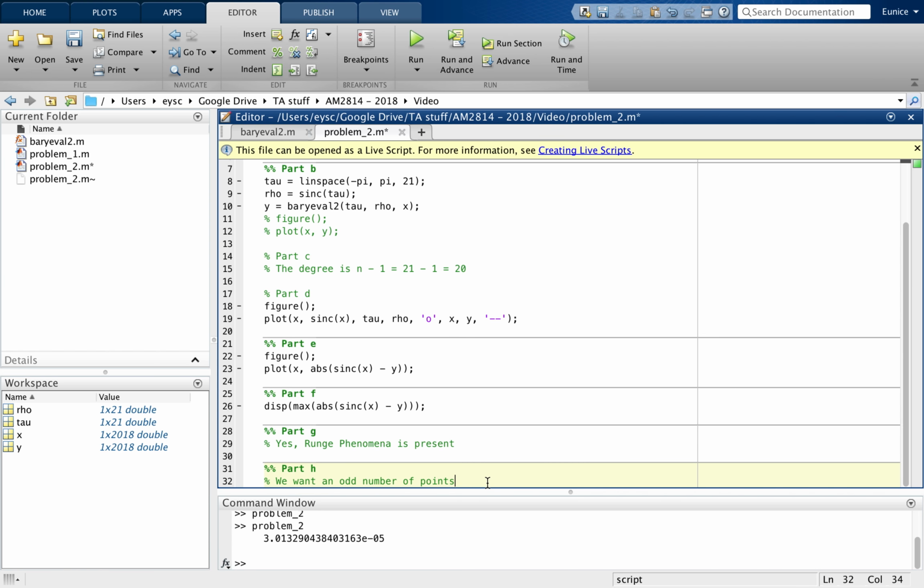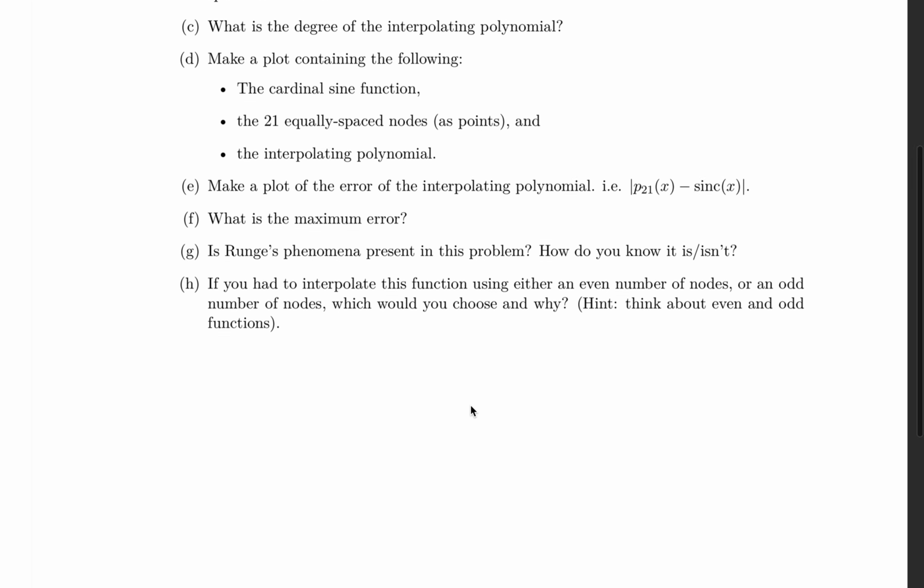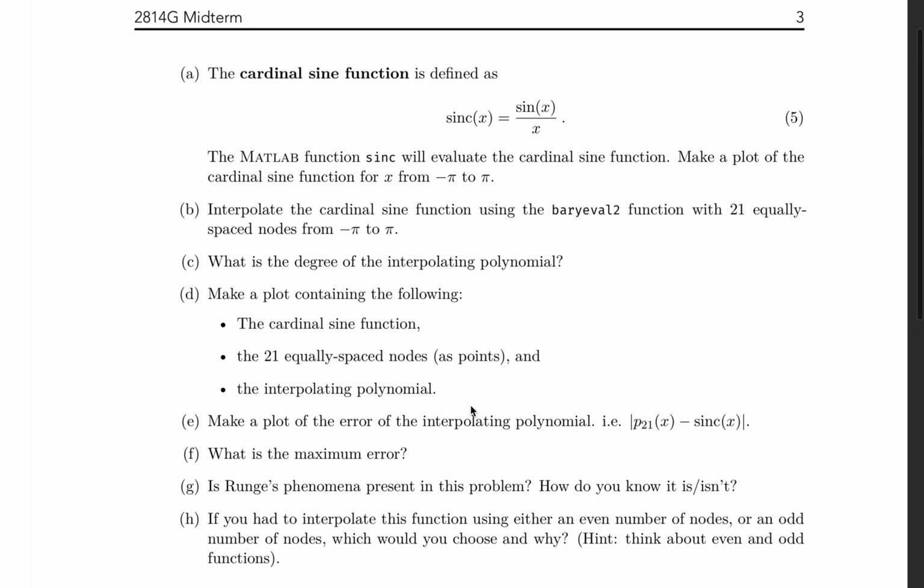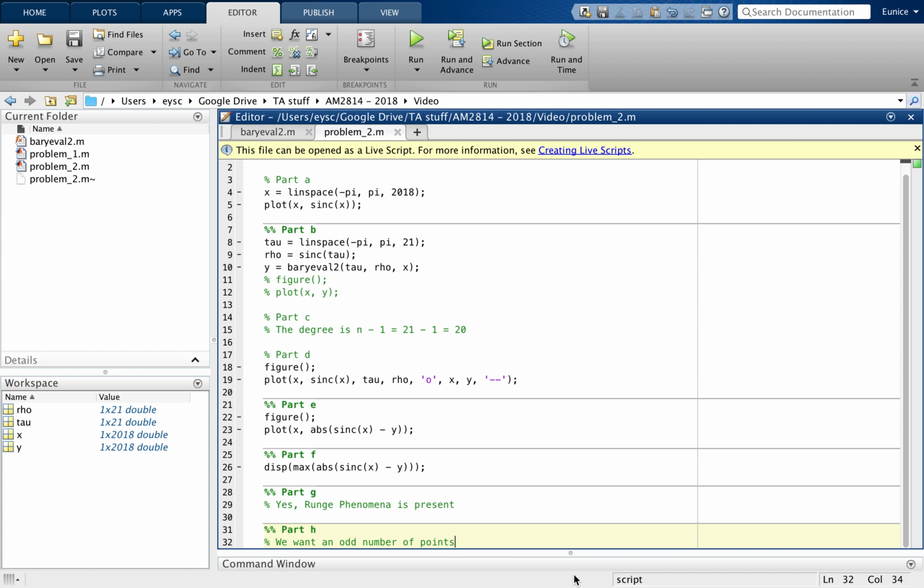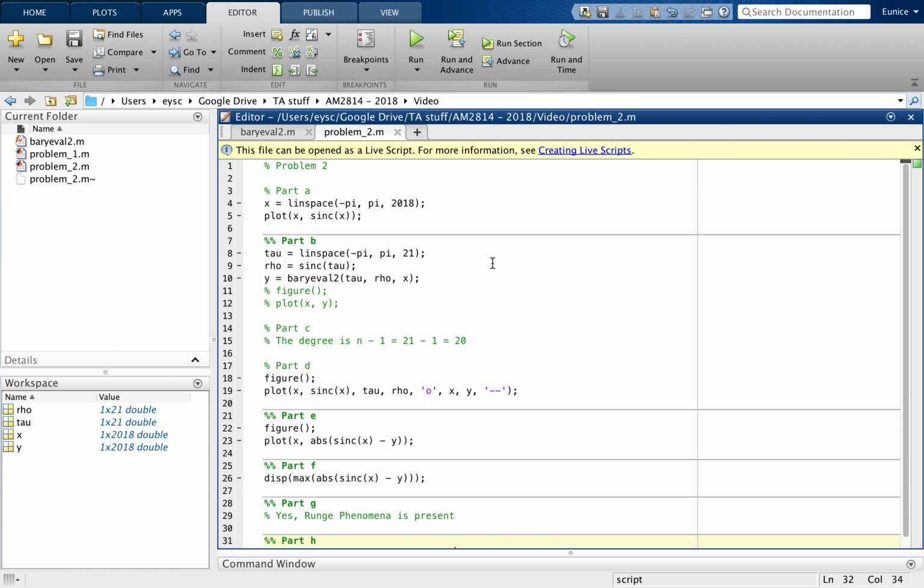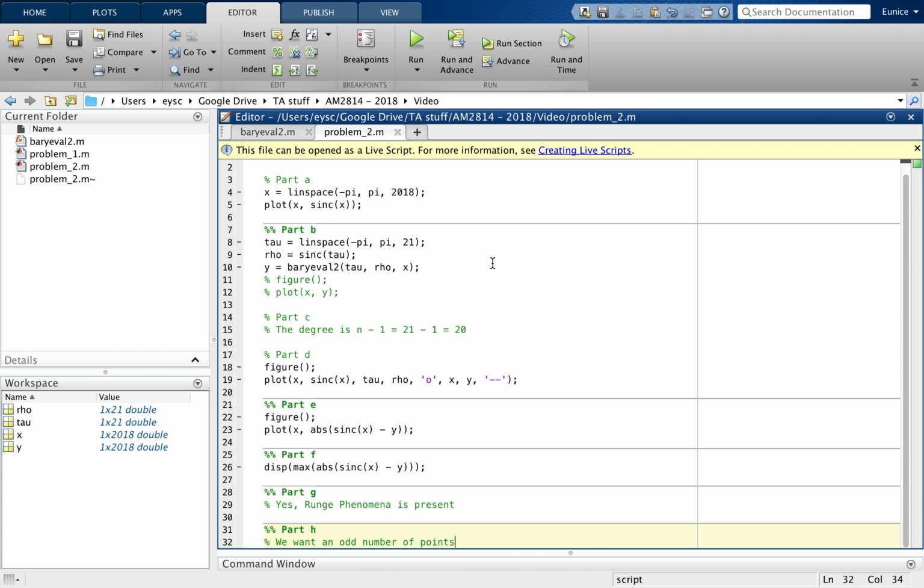And I think that concludes problem 2. I'm just double checking. Yep, so that concludes problem 2. I hope you understood what is going on, and I'll see you in problem 3.